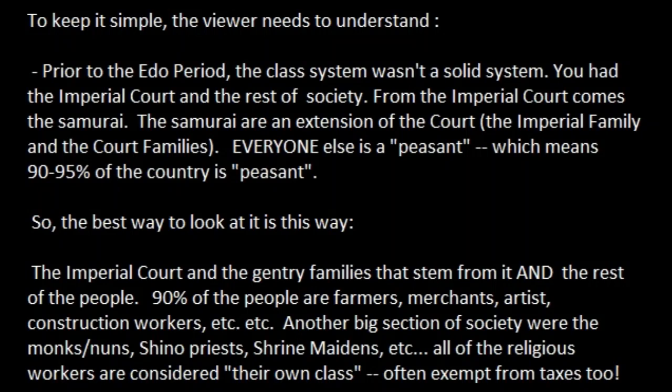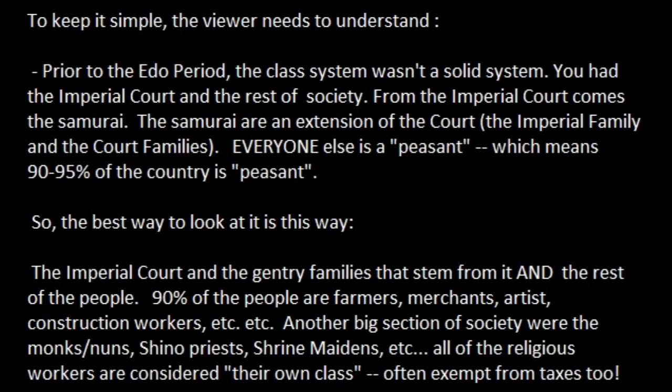You have the Imperial Court and then you have the rest of society. From the Imperial Court comes the samurai. You can almost say the Imperial Court bleeds into the rest of society via the samurai, right? The samurai are the extension of the court into the mass population. And by the court, I mean the imperial family and the court family. Because remember, when we say imperial court, we're talking about the emperor's family, but we're also talking about the court nobles.